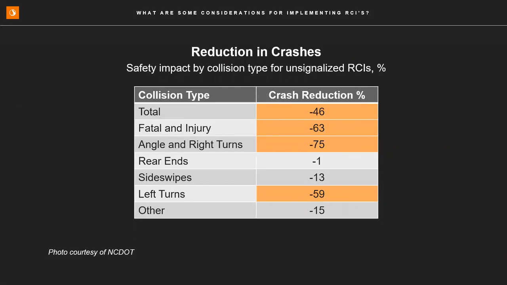With unsignalized RCIs, studies have shown a great reduction in certain crash types. As you'll see highlighted here in orange, total crash types, fatal and injury crash types, angle and right turn crash types, and left turn crash types all have a statistically significant reduction in crashes, anywhere from 46 to 75% reduction, which is pretty astonishing. These data are courtesy of a research project on behalf of the North Carolina Department of Transportation that examined the benefits and capacities of RCIs.